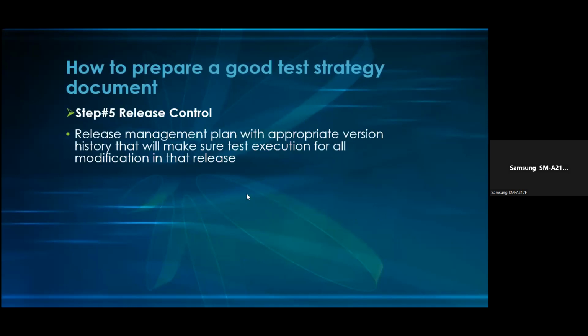Release management plan with appropriate version history that will make sure that test execution for modification in that release. So we need to do a release control. So we are deploying into all environments. So it has to be in consideration so that when we are putting forth to deploy, to release into the user's environment to make it live, we need to put a consideration, work on that, know what kind of version.